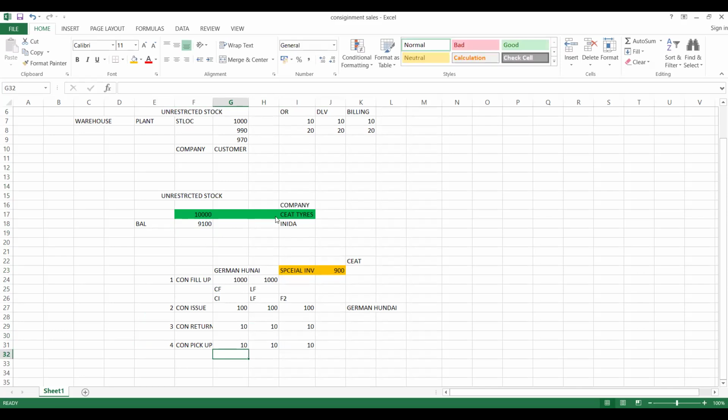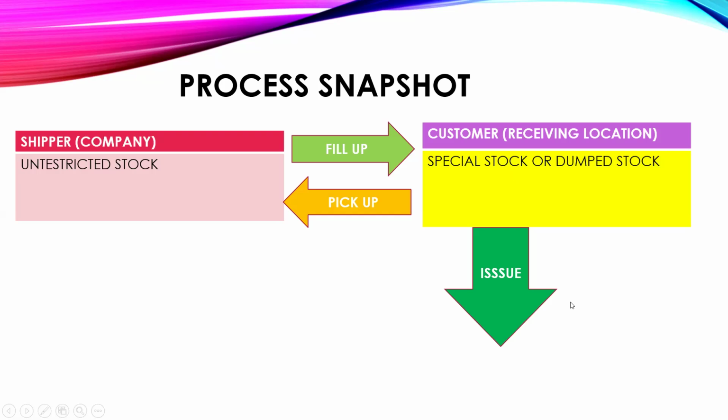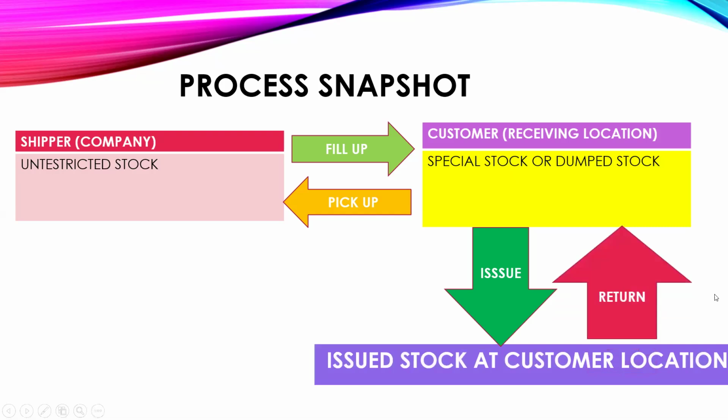Now you can understand. So here, unrestricted 1000 is sent here, filled up and dumped here at the customer location. The customer wanted to utilize 100. They have taken 100. That is called issue. Once issued, they came to know that it got damaged. Once damaged, they returned it back to the special stock. So 900 becomes 910. That 10 stock is again returned back to unrestricted stock, so here it will become 900 and so on.